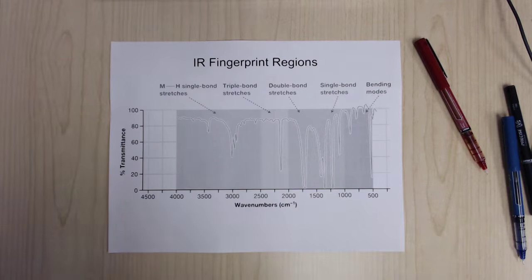Hello, this is the next video in the series on testing strategies for the ACS Organic Chemistry Final. So this video is going to be on spectroscopy, and in particular IR spectroscopy and NMR spectroscopy.